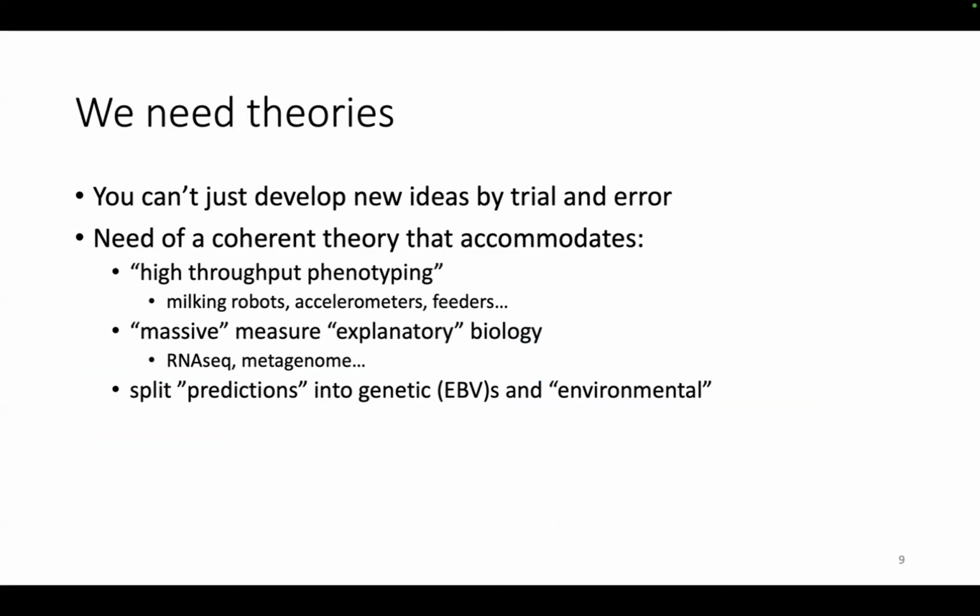And it's good to have theory. The theories are often approximations, but they help understanding. Ole Christensen realized that you need a theory in particular to work with RNA-seq. Then we realized that this theory could be extended to high throughput phenotyping. So we need a theory to accommodate both things. We also need a theory that says you can predict things based on RNA-seq or microbiome or whatever, but what you predict, you then need to detach the genetic part that can be selected from the environmental part that cannot really be selected.